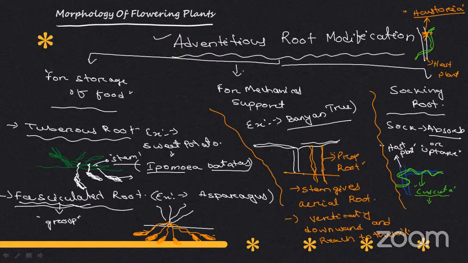So a sucking root is a root that develops from the stem, and that stem is the stem of another plant. It is just coiling around the host plant.